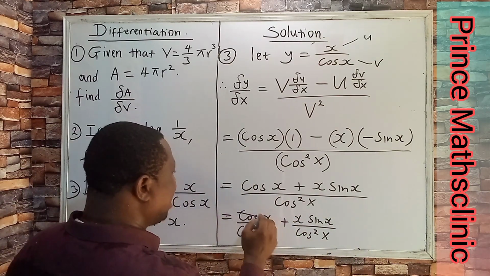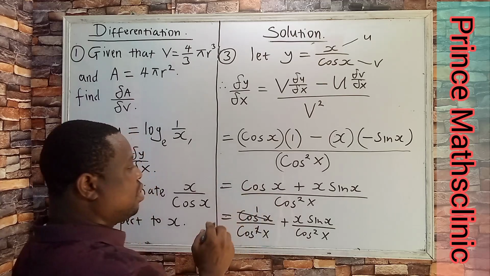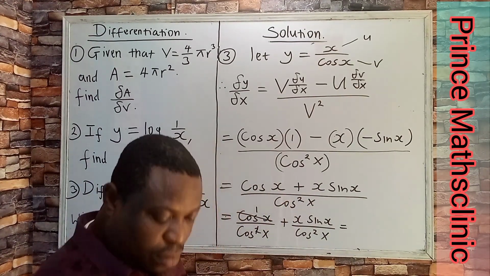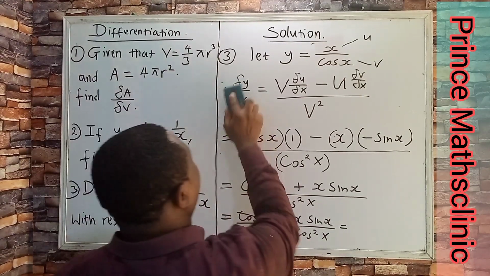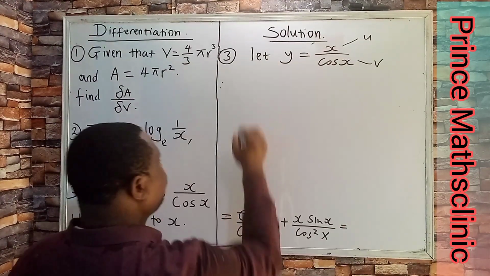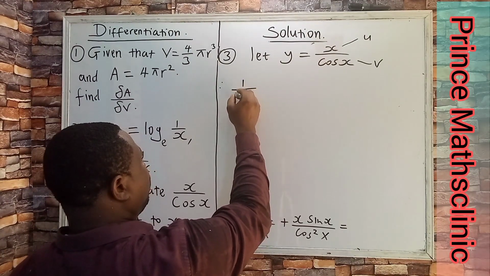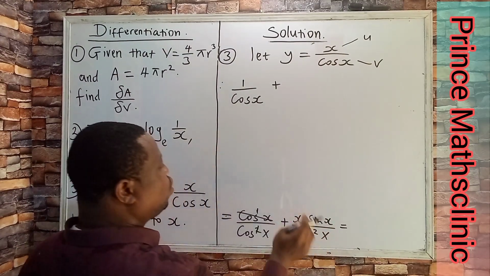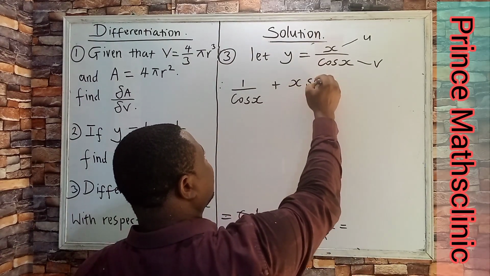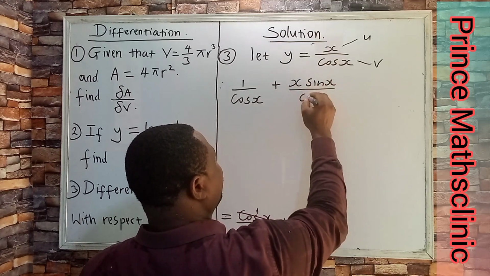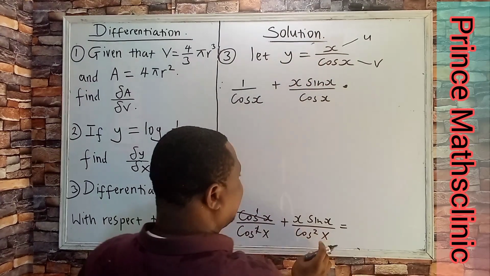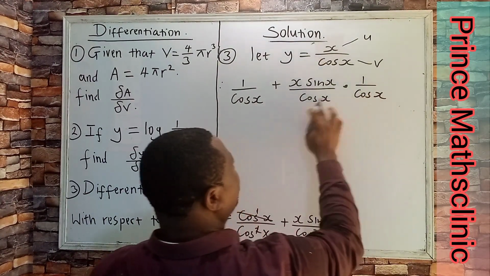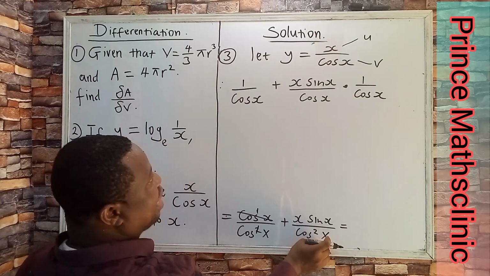Now, one of the cosine x here will cancel one here. Then this result simply becomes 1 over cosine x plus, so I'm going to split this into two by doing this, x sine x over cosine x multiplied by, then I have one of the cosine x hanging there, 1 over cosine x. So if you multiply the two together, you get back cosine squared x.